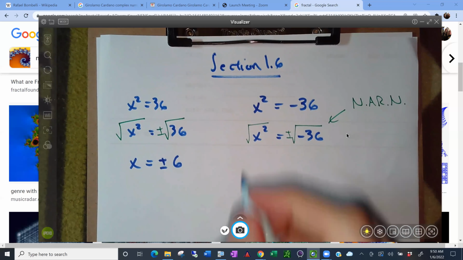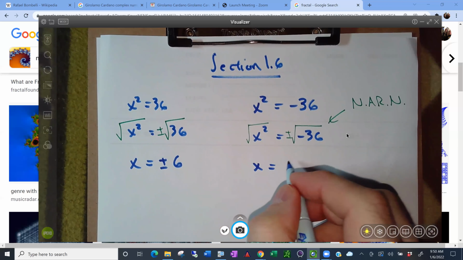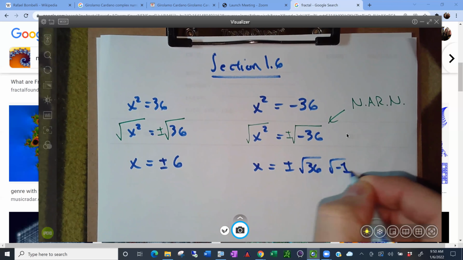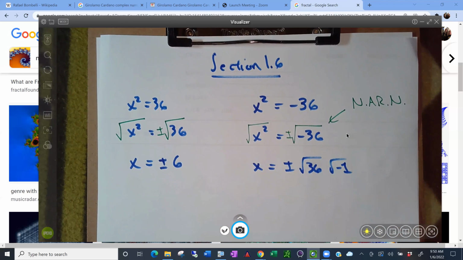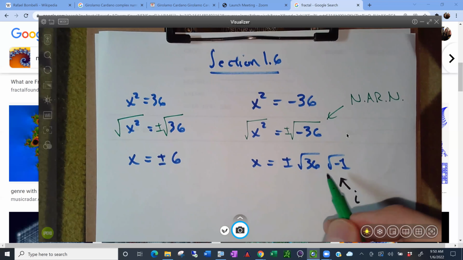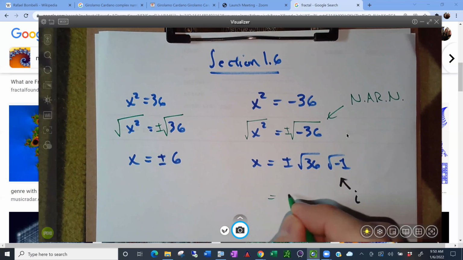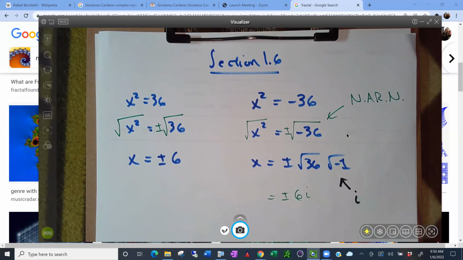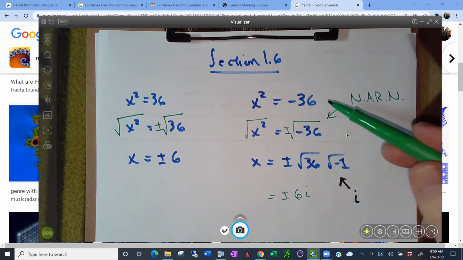On the left-hand side, that's just an x. On the right-hand side, we rewrote that to include the square root of -1. When you include the square root of -1, that offers us the opportunity to make a little definition here. We're going to call that i, as in imaginary. Now, with that simplification, we end up with plus or minus 6 times i as the answer to this.